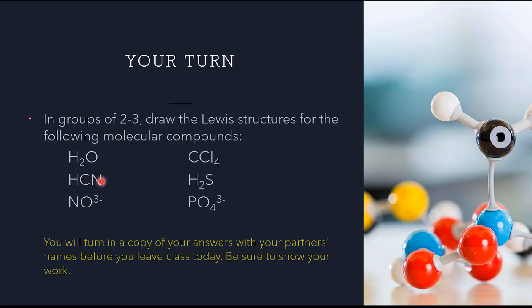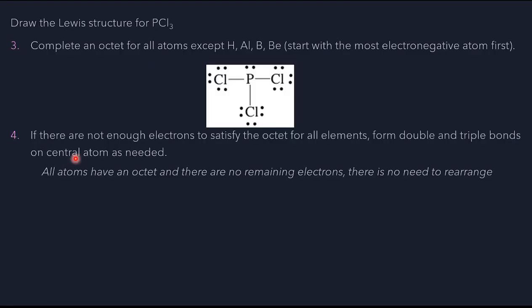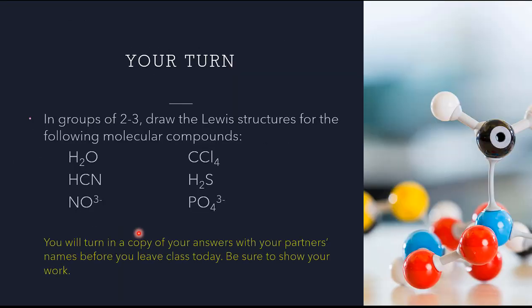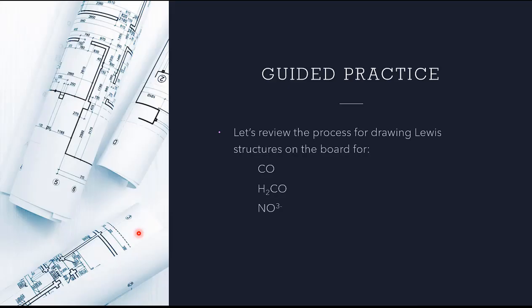Get out a piece of paper and start working on drawing the Lewis dot structures for these following compounds. Again, the next time we meet in class, we can go over these if you still have questions. Many of these you can also check your answers by looking them up online, but try to do it on your own first. Remember, go back to our rules, 1, 2, 3, 4, in order to draw these Lewis dot structures.